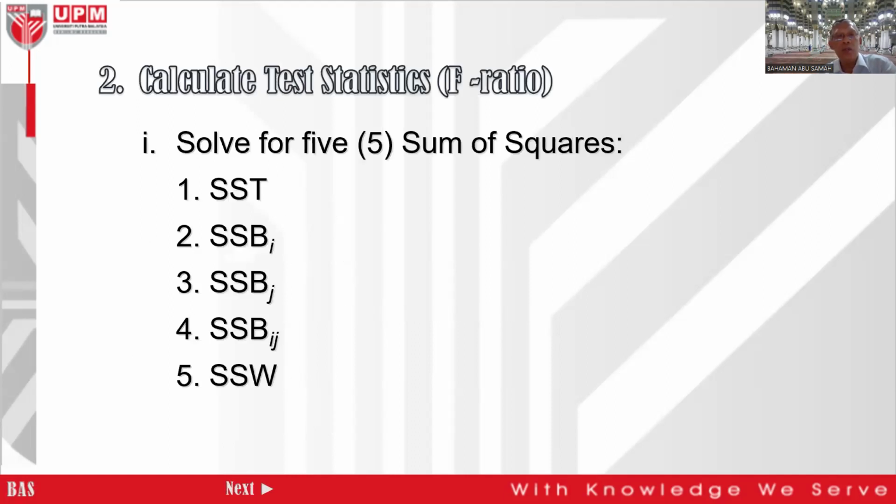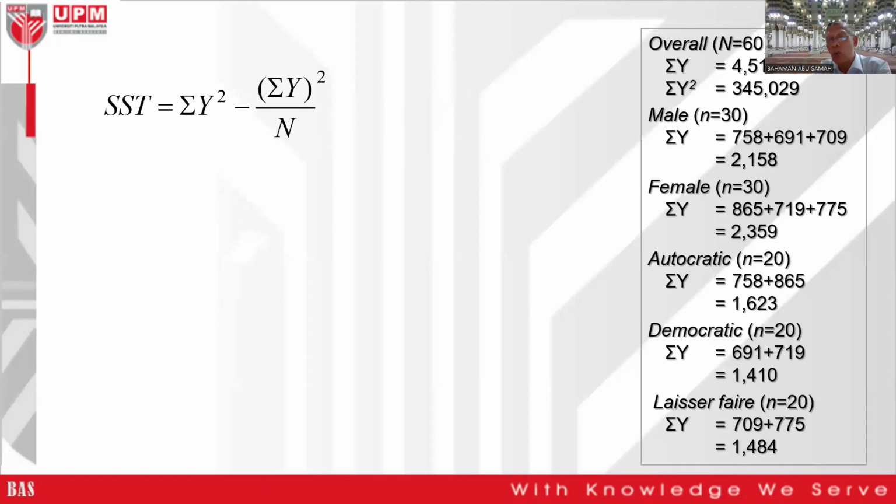Next, we are supposed to calculate the 5 sums of squares. We start with sum square total, and then we have 3 sum square between: for factor 1, for factor 2, and for interaction, and finally sum square within. We get the summary statistic for the overall plus factor 1 and factor 2 on the right, so that will facilitate our calculation. For sum square total, we go for the overall.